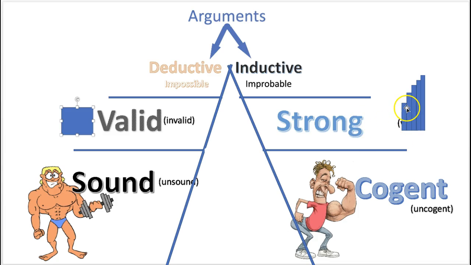You have 50% is a strong argument, 60% stronger, 70% stronger. So degrees in an inductive argument. Anything over 50% probably true, then it's strong. If it's under 50%, it's weak.